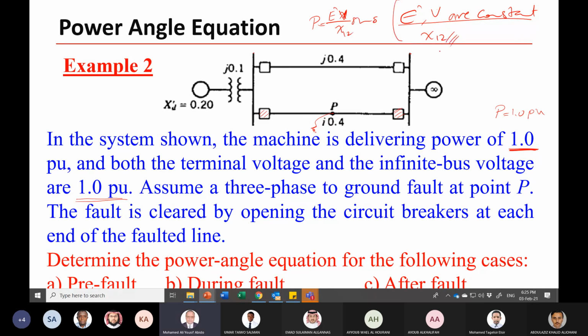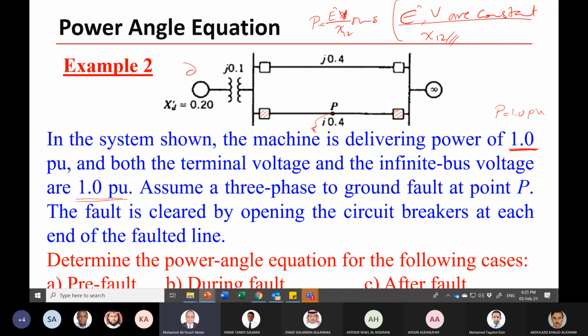So the only variation in these cases is x12. E prime is considered the constant. And now we are talking about very short time. The fault occurs in 6 cycles, about 0.1 second.